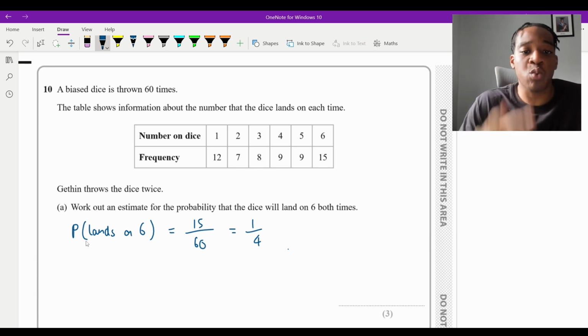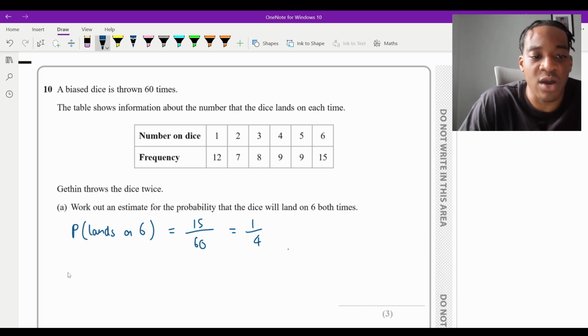Now, we're throwing it twice. So what we're actually working out is the probability of the dice lands on 6, right? And, can you see I'm writing and in capitals? It lands on 6 again.